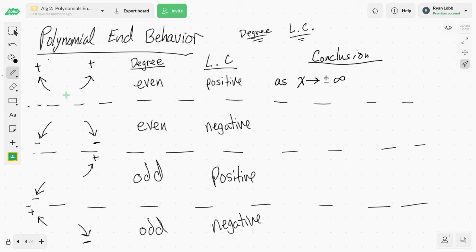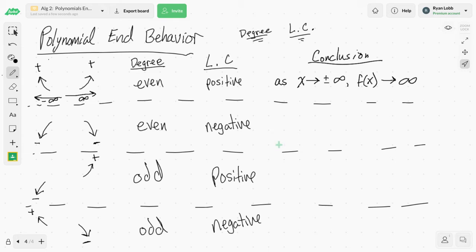So what this means is, if I go in this direction, which would be going to positive infinity for x, or if I go in this direction, which would be going to negative infinity for x, as my x values go bigger or smaller, what's my y value doing? Then we just put a comma and we write f of x, which is my y value, is approaching positive infinity. So when you have an even degree and positive leading coefficient, that's how you write your answer.